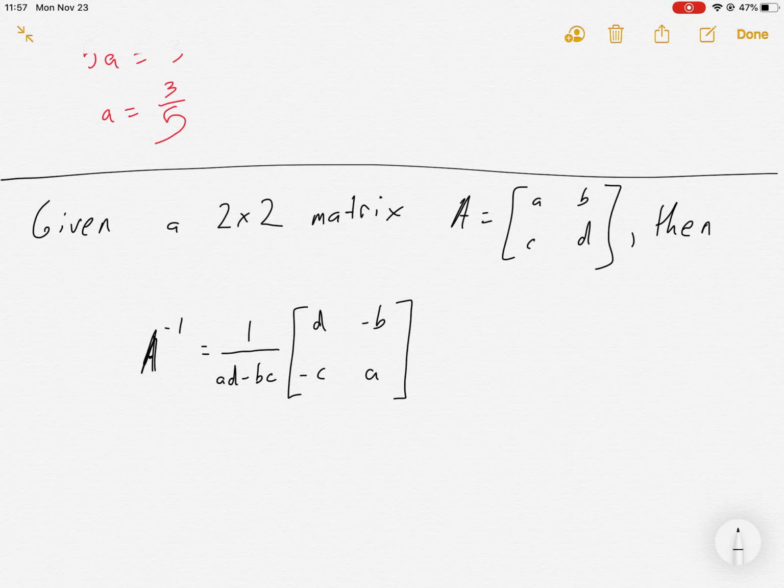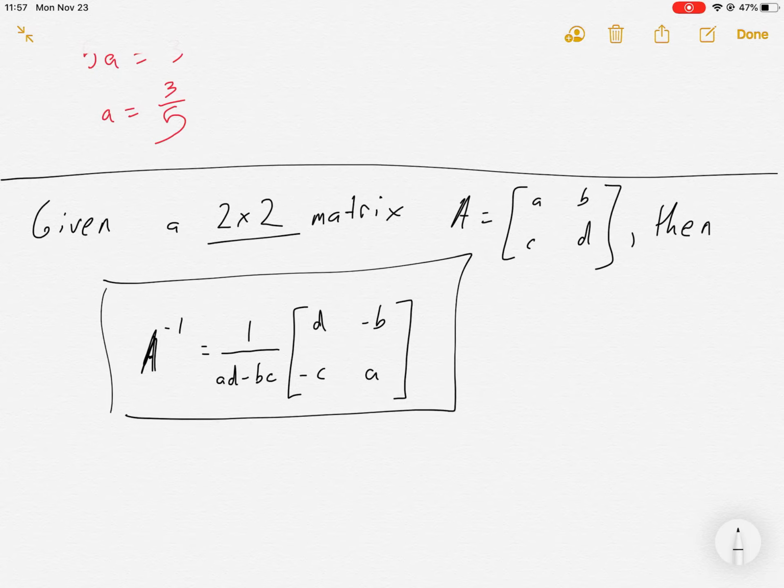So it's important to have the spots correct, so D and A switch, and then also the B and C become negative. But then it's also important to actually scale this by 1 over A times D minus B times C. Otherwise, you might get the identity matrix, but it might be like 5, 0, 0, 5 instead. Now, this only works for a 2 by 2. If you go up to a 3 by 3, there's a formula for it, but it gets pretty convoluted. So we'll leave the 3 by 3s for another day. Today, we're just going to focus on 2 by 2s because it's something we can actually do pretty quickly. So this is a formula you should have written down. Every single 2 by 2 matrix, this is its inverse.